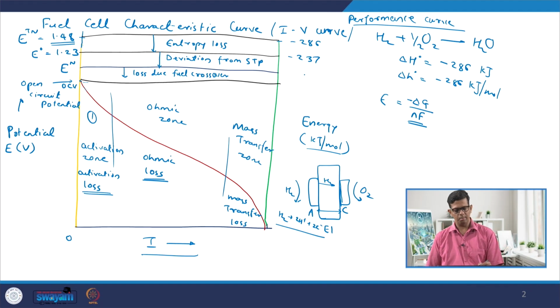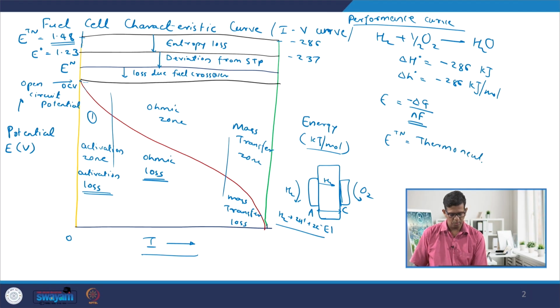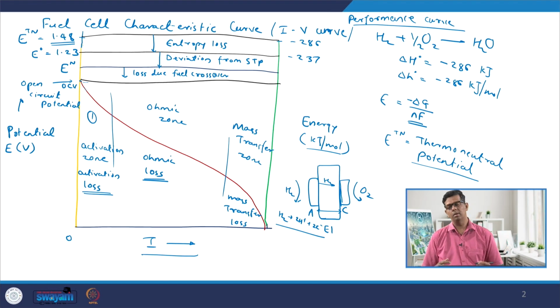If we convert the enthalpy, which is minus 286, that corresponds to a potential called the thermoneutral potential, which is equal to 1.48 volt. So E_TN, as I can write it here, is the thermoneutral potential. The reason why it is called the thermoneutral potential is that we are directly converting the enthalpy, which is the maximum energy content, into the corresponding potential. We are not bringing any thermodynamics in while we convert the energy into the potential. That is why it is called thermoneutral potential. It is denoted by E superscript TN.